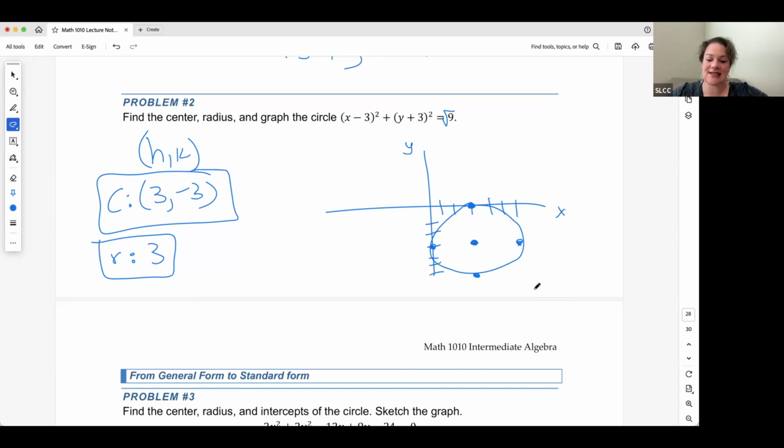When you're on a computer, it's easy to draw a nice, pretty circle, but when you're doing it freehand, just do your best. And there you go.